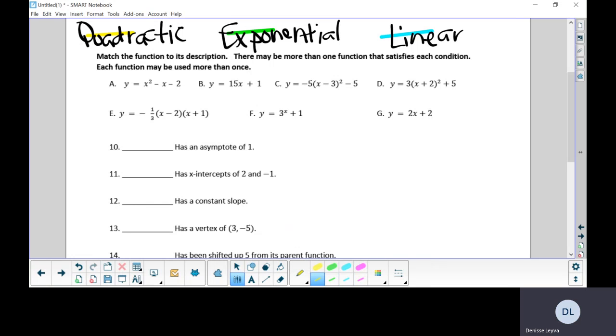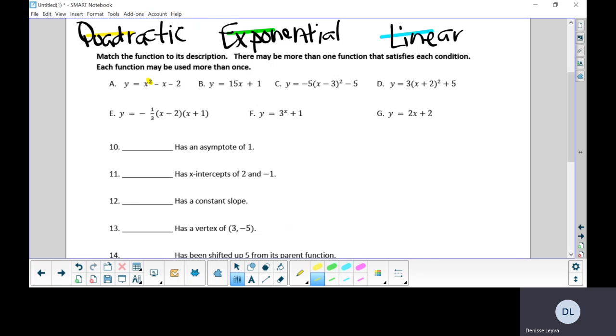Remember, when we're looking for a quadratic function, we always have to look for the exponent of 2. When we're looking for exponential, we always have to look for the exponent of x. And when we are looking for a linear function, we always just have to look for y equals mx plus b, or the x being next to the number, not on top, and there's no number on top of the x either.